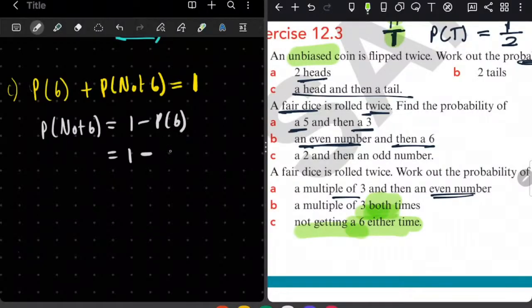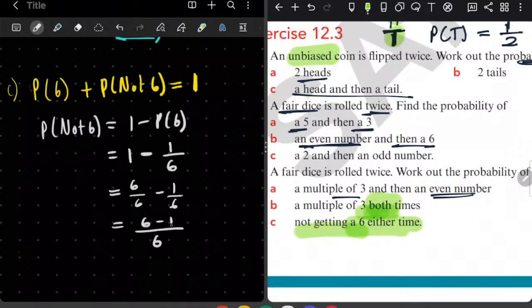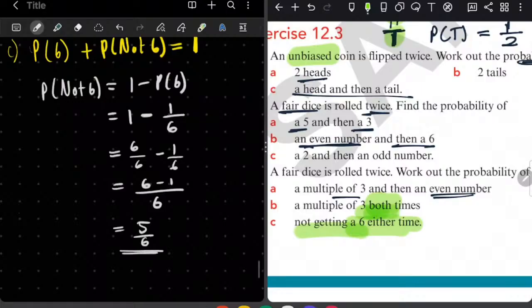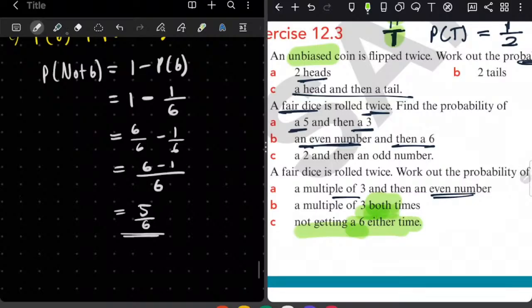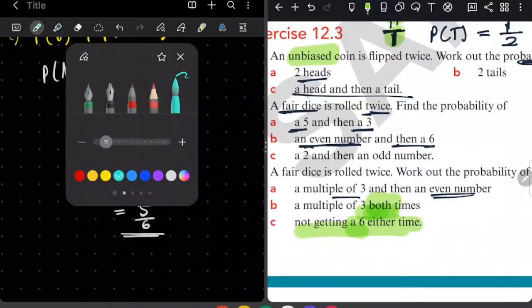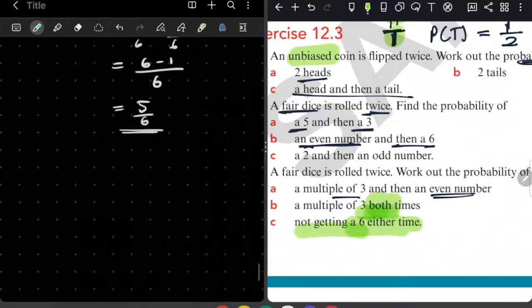How many faces do you have a 6? 1, out of the total, 6. And what does this become? Can you subtract? 1 whole is the same as 6 over 6 minus 1 over 6. So it's 6 minus 1 all over 6. You get 5 over 6. Well done.